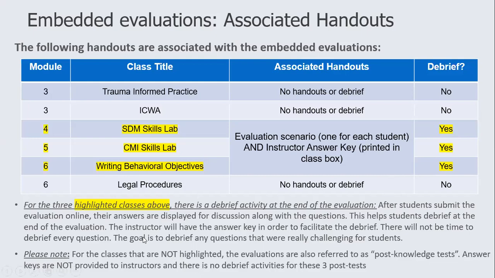Now, after the students submit their evaluation questions, there will be a screen that pops up that has all of their answers displayed, so that if they had any questions about any of the evaluation items, or they had anything they were struggling with, they can ask you, the instructor, and then you'll have that answer key. Now, when you're debriefing, you don't want to go through every single answer. That's not really the purpose of it. It's really just to talk about what were some challenging questions. So it should only take a few minutes.